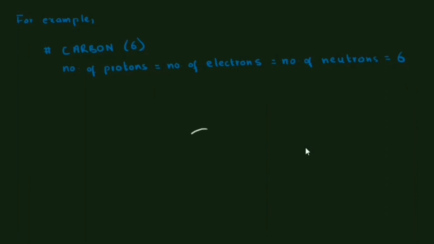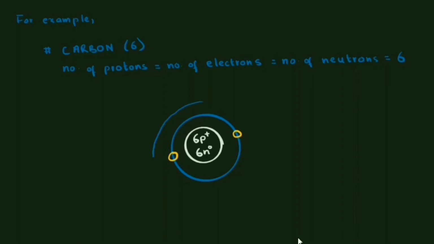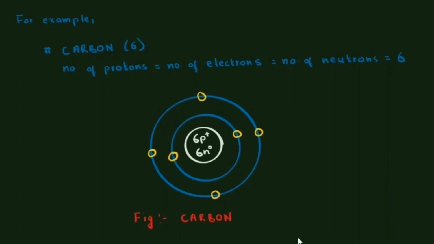Now, first we begin by making the nucleus. Inside the nucleus we have 6 protons and 6 neutrons. And then we make the shell. This is our first shell. We have 2 electrons here. And then we need to make another shell because there are 6 electrons. So we put the remaining 4 electrons in this second shell. We have 6 protons, 6 neutrons, and 6 electrons in this atom. And we get our atomic structure of the carbon atom.